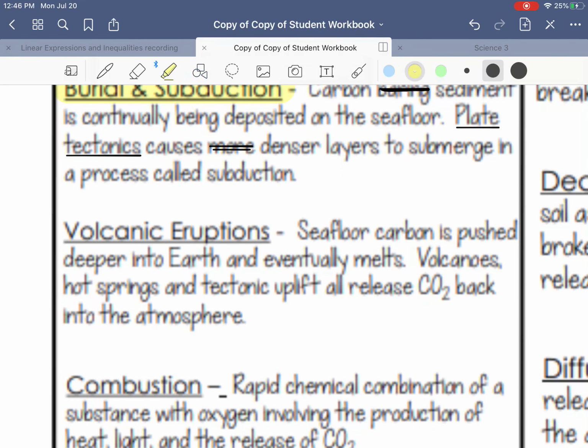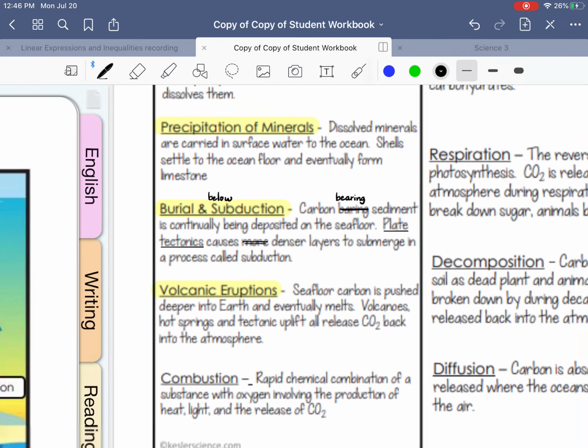You know what a volcano is, so those volcanic eruptions help with this carbon process. Seafloor carbon is pushed deeper into the earth and eventually melts. So subduction forces that carbon deeper and deeper. Volcanoes, hot springs, and tectonic uplift all release that carbon dioxide back into the atmosphere. So subduction is pushing that carbon deeper and deeper, and then the volcanoes blow it back out into the atmosphere. So that's a cycle of its own right there.